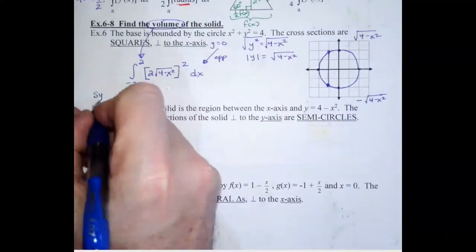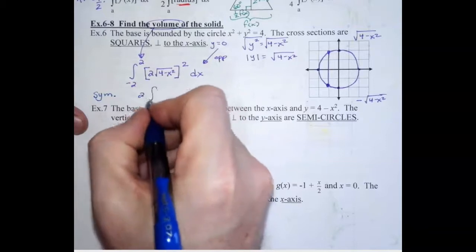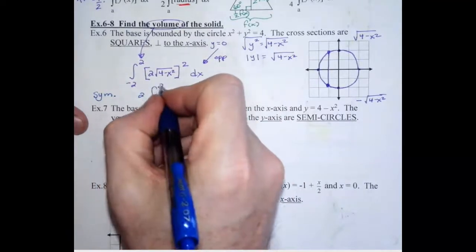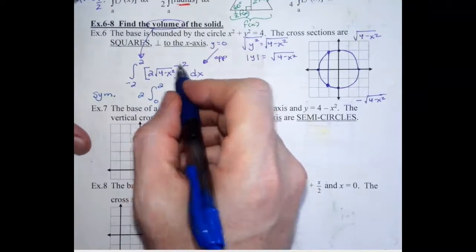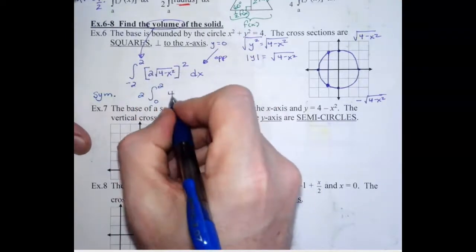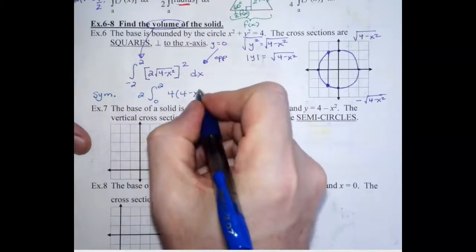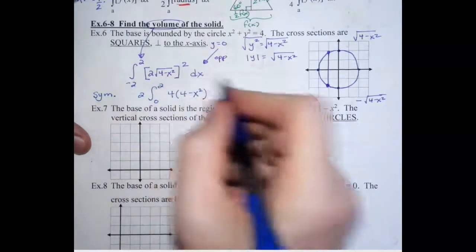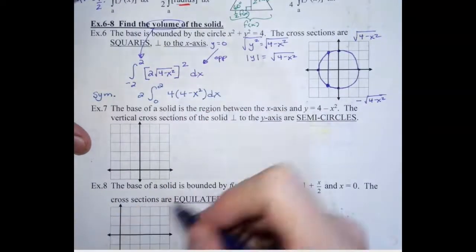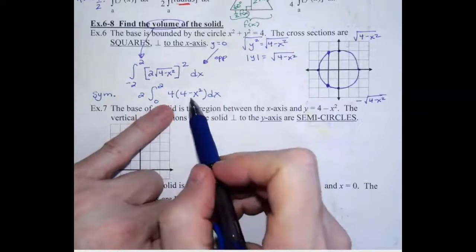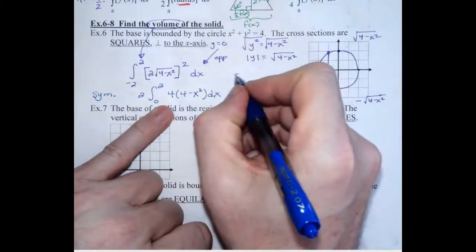So if we apply symmetry to this, we can multiply by 2, and we can just go from 0 to 2 instead. Now I'm also going to square this, so that would be 4, and squaring that, that's going to be 4 minus x squared. It's just going to cancel out the square root, basically. Inverse operations there. So now we have this. We can factor this 4 out and put it with the 2, so that would be 8.